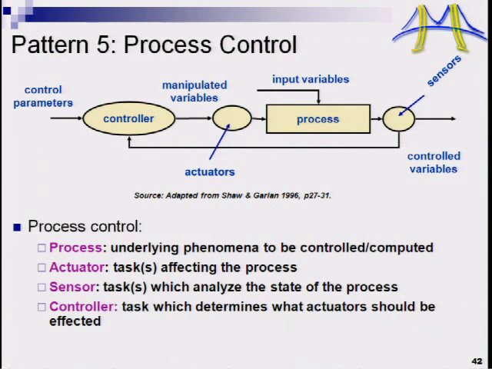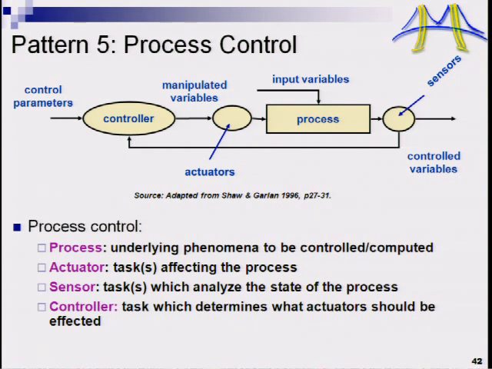Okay, another one of my favorites, process control. Here you have a process, some phenomenon that's being controlled and computed. You have actuators, which act on this process. You have a sensor, sitting here sensing the status of this process at all times. Then you have some control parameters, which are input, say from a user, and a controller which tells the actuator what to do. Because it's a cycle, you can come at this different ways.